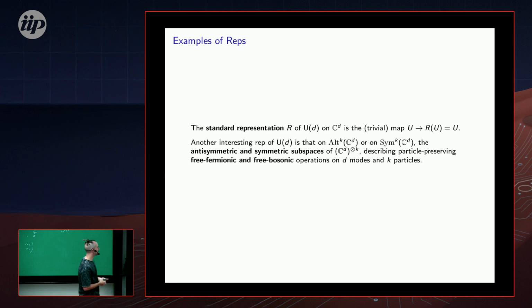Now, a jump of complexity: the unitary group of degree D also has interesting representations on the completely symmetric and completely antisymmetric subspaces of the tensor K power of CD, which describe particle preserving free fermionic and free bosonic operations on D modes with K particles. Jump of complexity, but it's also a representation of UD that may be of interest to physicists.